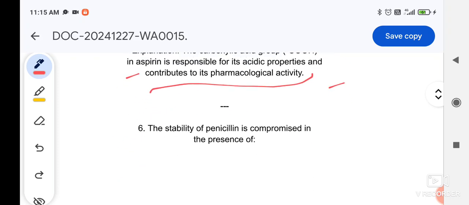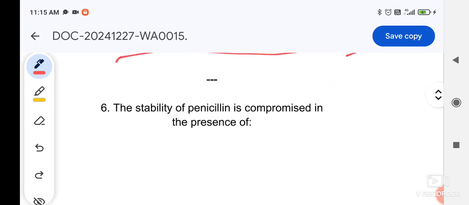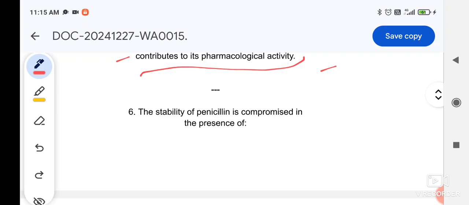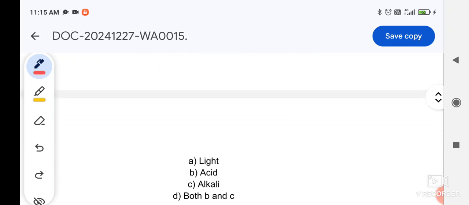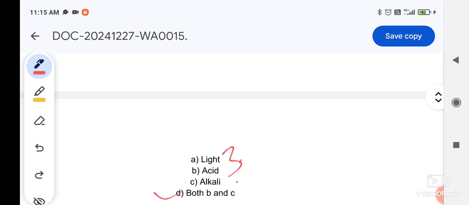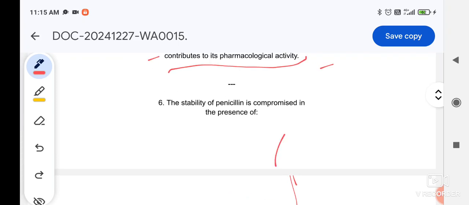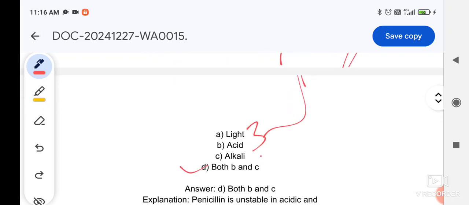This was the reason. Then, the stability of penicillin is compromised in the presence of: option A light, option B acid, option C alkali, option D both B and C. So the correct answer is both B and C. Light and acid cause what? They cause a compromise in the stability of penicillin. Penicillin's stability degrades in the presence of light and acid.